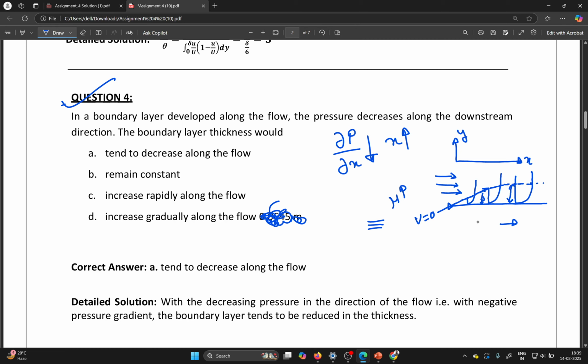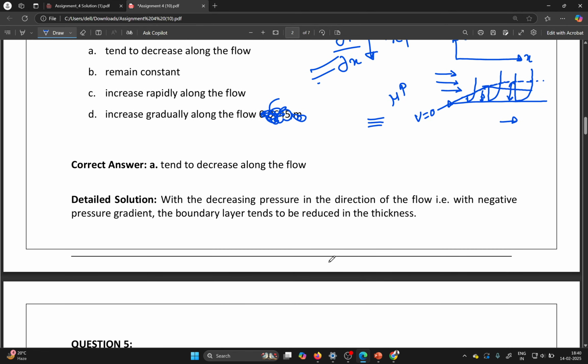But the condition here is, if the pressure decreases along the downstream, what will happen? Your boundary layer will not increase, the boundary layer will decrease. Suppose from here your pressure is decreasing, so the boundary layer will be like that. So this was the question. Now we'll move on to the next question.